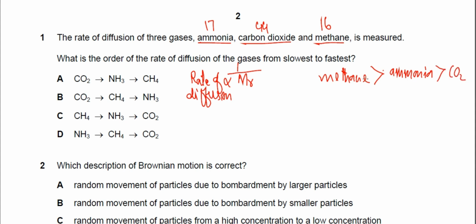Understood? So keeping this, now look at the instruction. We have to find the sequence from slowest to fastest, so we have to write it in the opposite way. This will be the slowest and this will be the fastest. As he is demanding from slowest to fastest, the answer is this one, A: carbon dioxide, ammonia and methane. So A will be the right answer.